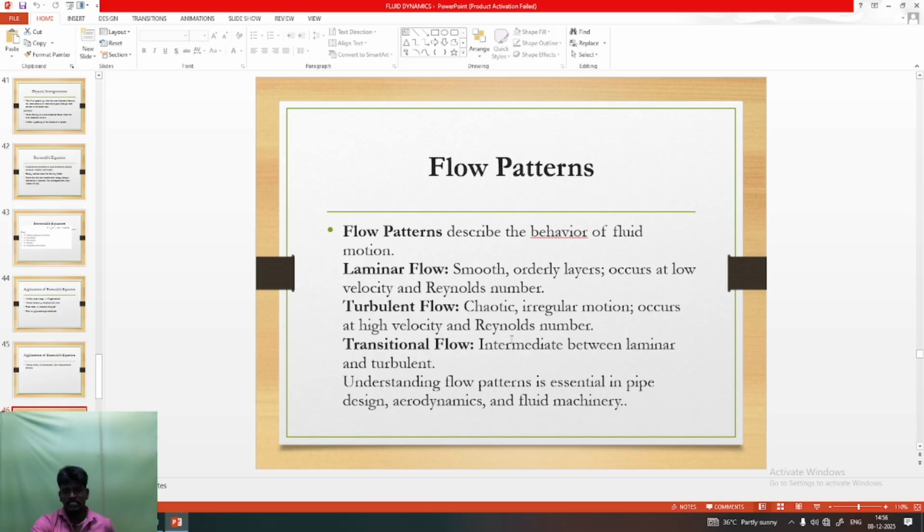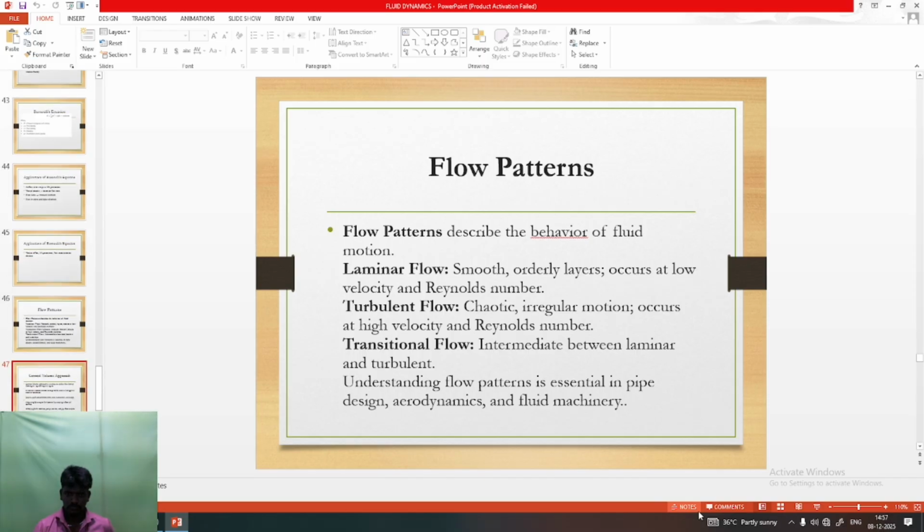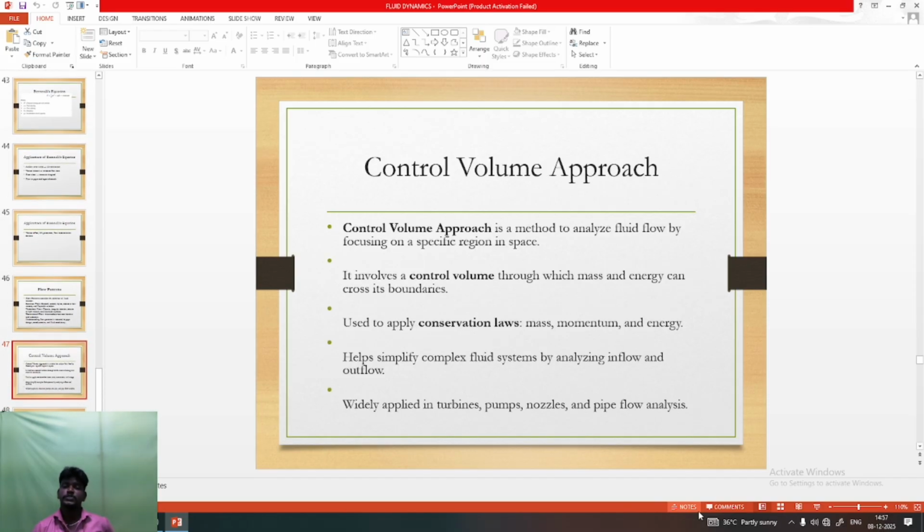If it is above, it will change the transitional flow. Then the control volume approach. The control volume approach is a method to analyze fluid flow by focusing on a specific region in space. It involves a control volume through which mass and energy can cross its boundaries.